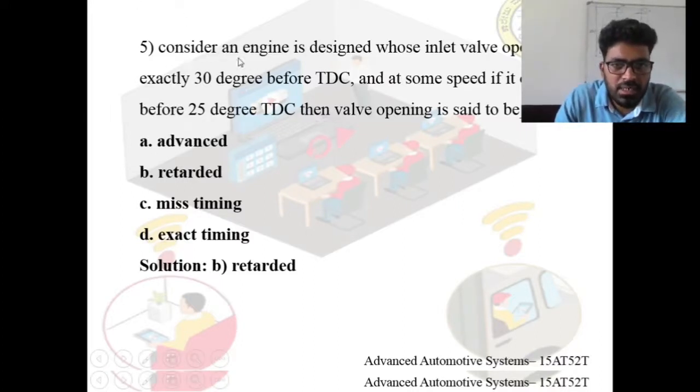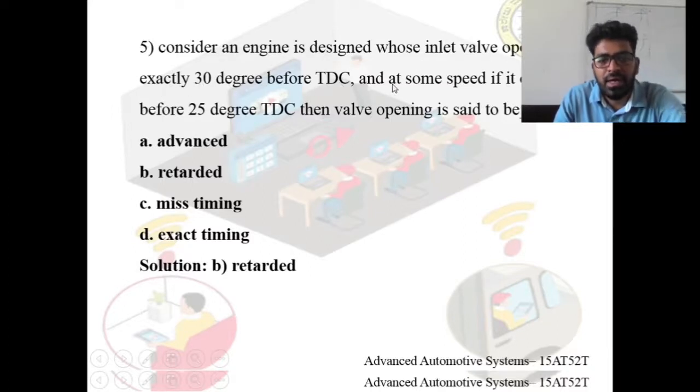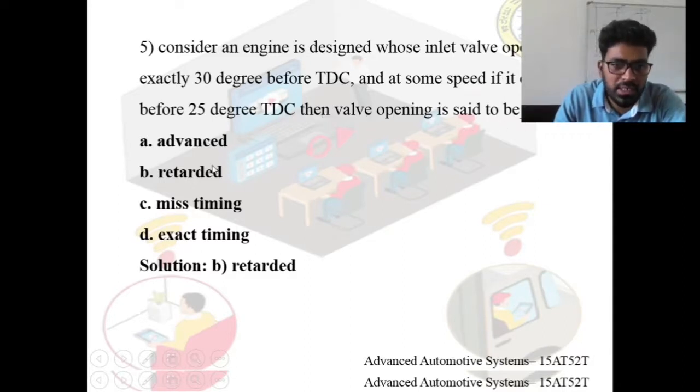Next one, consider an engine is designed whose inlet valve opens exactly 30 degree before TDC, and at some speed if it opens before 25 degree TDC, then the valve opening is said to be what? Advanced, retard, mistiming, exact timing. Means the engine is designed whose inlet valve opens exactly 30 degree before TDC. This is the exact valve timing for that engine.